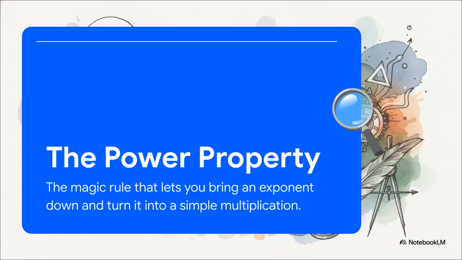And the secret to using logarithms is a little something called the power property. Honestly, this one rule is the entire key to the kingdom today. It's what lets us take that variable, that x, that's trapped up in the exponent, and just bring it right down to ground level and turn it into a simple multiplication problem. It's a total game changer.